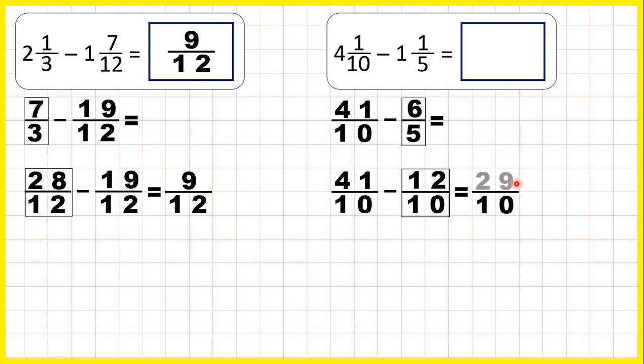41 minus 12 is 29. So our answer is 29/10, and we can change that back into a mixed number by dividing. 29 divided by 10 is 2 remainder 9, and our denominator stays the same. So our answer is 2 and 9/10.